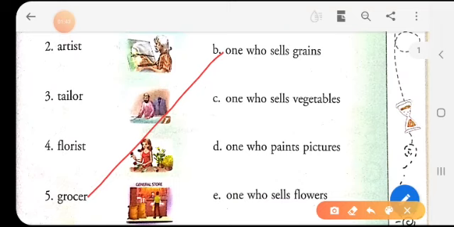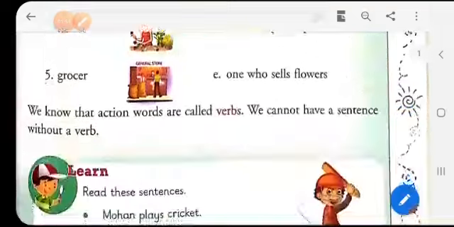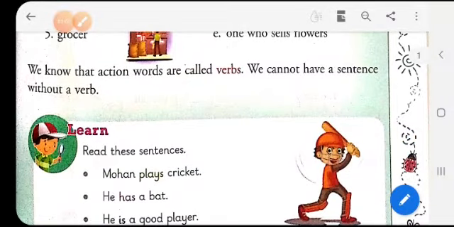So this is what we have done, we have matched the works of all these people. So what do these people do? We have mentioned it. So here we have some verbs also. We know that action words are called verbs. We cannot have a sentence without a verb. So unless and until we add a verb to a sentence, it is an incomplete sentence.